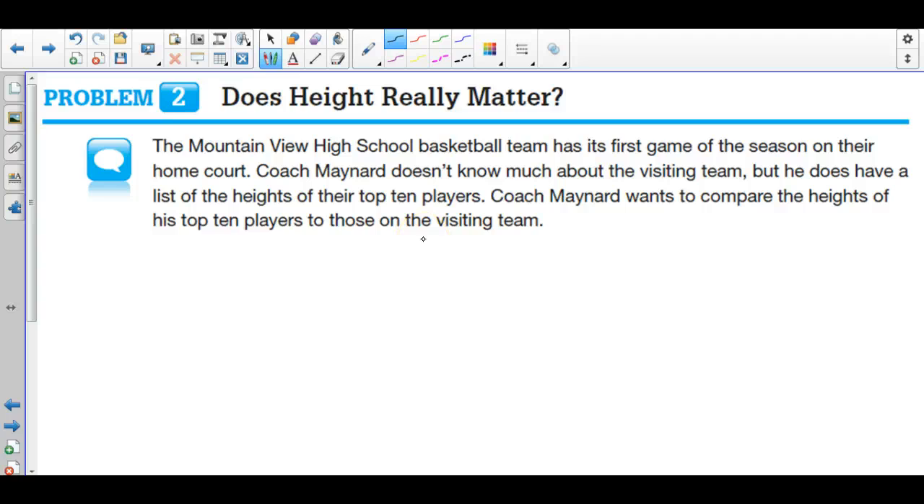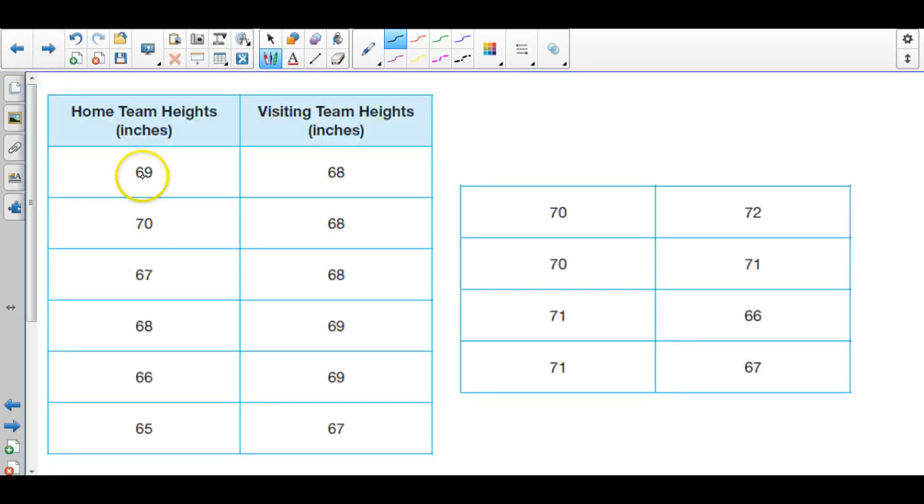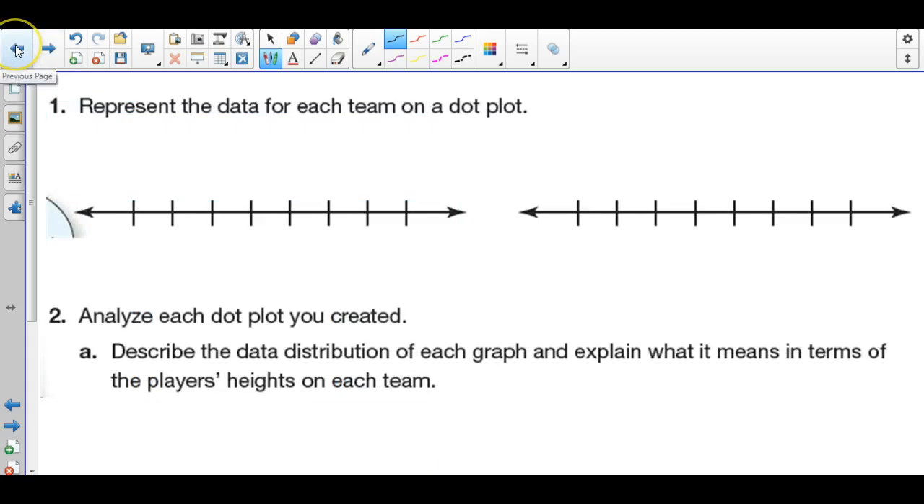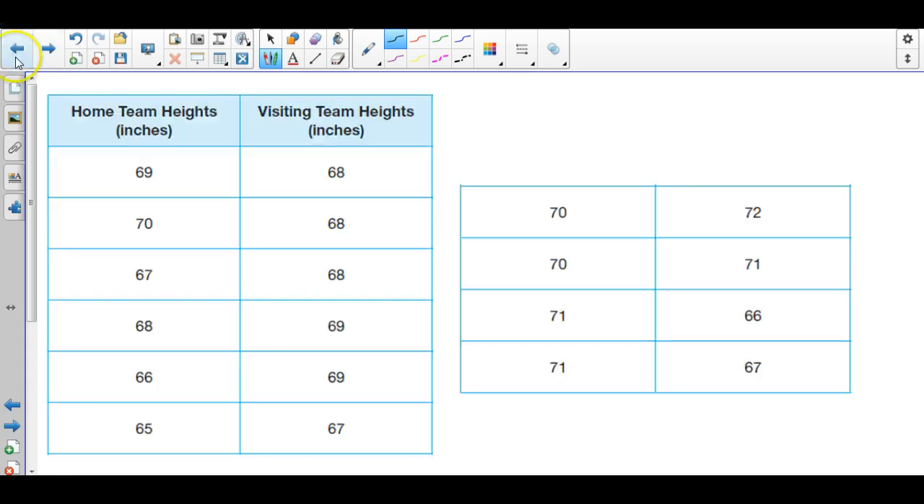We're going to compare heights of basketball players on two teams. We have a home team and a visiting team. And we're just looking at the top 10 players of each of the teams. So we're going to have 10 players in my left column and 10 players in my right column. And we are actually going to analyze these separately. And we're also going to make a dot plot for these. So what I'm going to do is pause this video actually. I'm going to create my dot plot and then I will resume it.